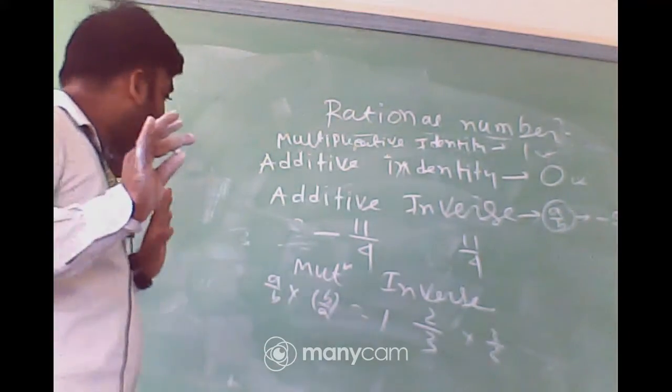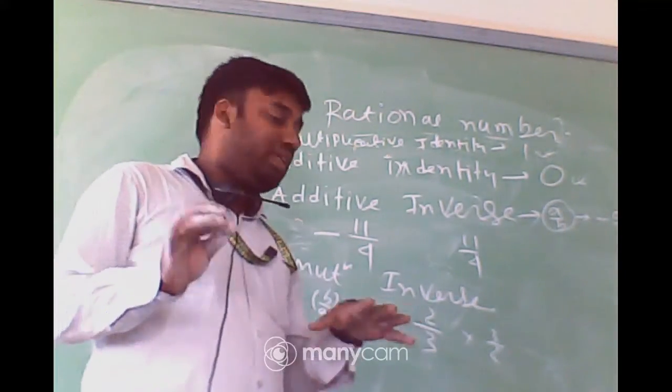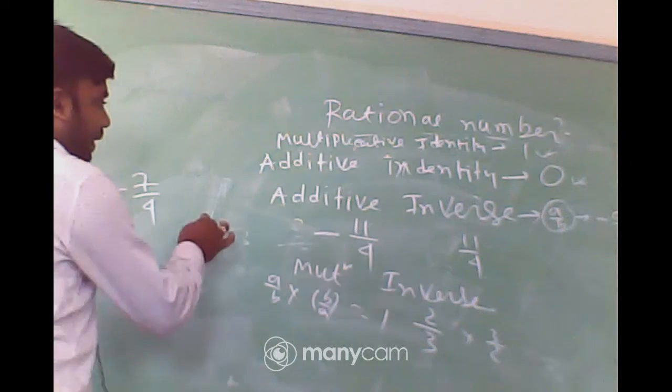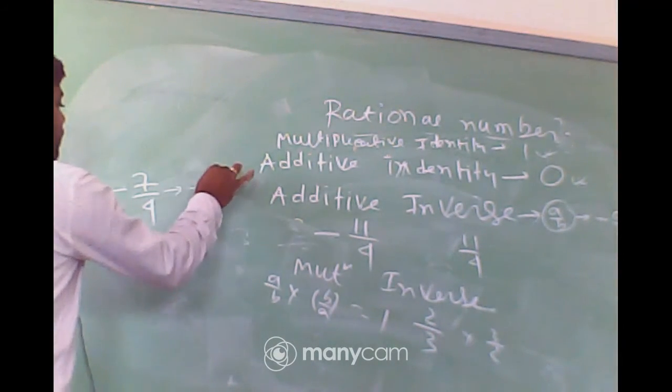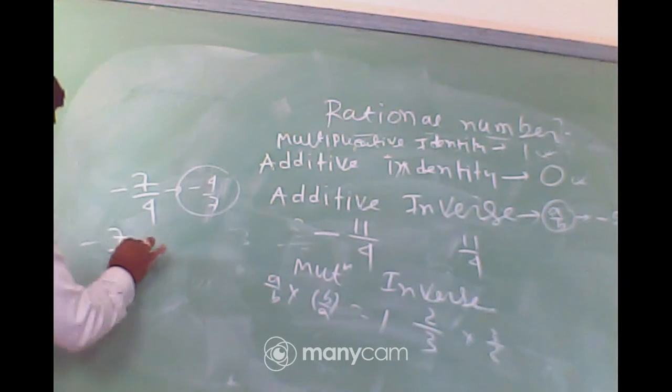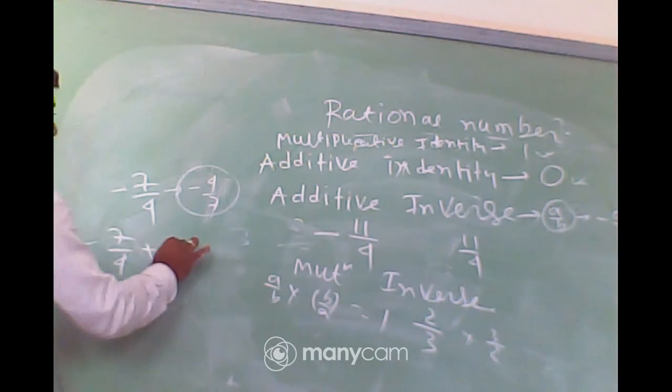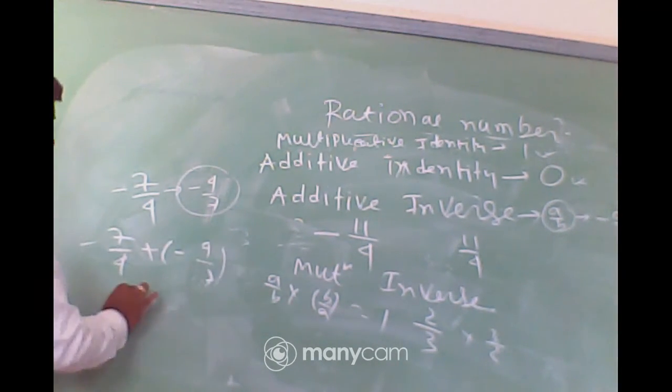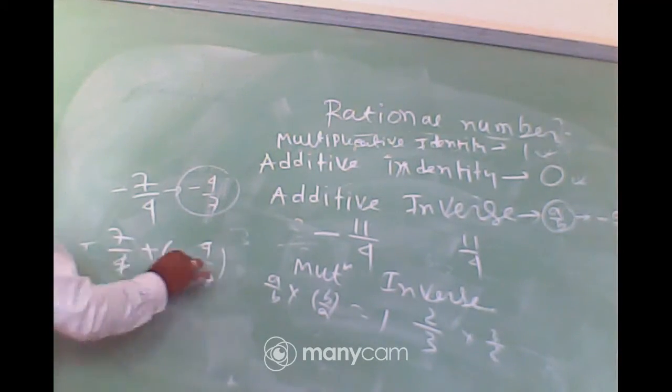So up to today I have discussed additive inverse and multiplicative inverse. So minus 4 by 7 is the multiplicative inverse, because if you multiply minus 7 by 4 with minus 4 by 7, the result will be 1. Minus times minus is plus, 4 cancels, 7 cancels.